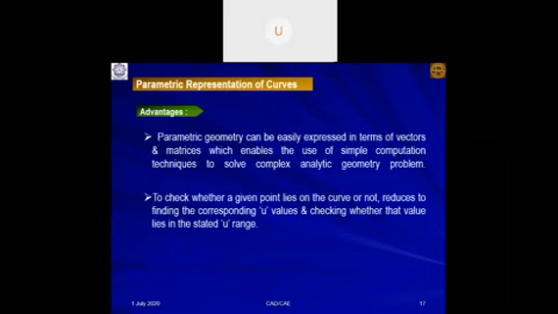So now, what are the advantages of parametric representation of the curve? Parametric geometry can be easily expressed in terms of vectors and matrices, which enable the use of simple computation techniques to solve complex analytical geometry problems. Checking whether a given point lies on a curve or not reduces to finding the corresponding u value and checking whether that value lies in the stated u range. There are a few more advantages, and that is why CAD developers adopted the parametric representation.